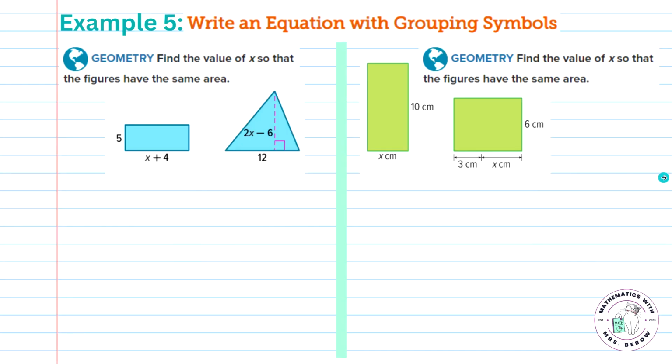Okay, so we have one last set of examples for this video. We're just going to look at some geometry applications. So we're going to write an equation again that is going to involve grouping symbols. And we're going to find the value of x so that these figures have the same area. So this goes back to also remembering how to find area for these geometric figures. So for a rectangle or a square, you are going to do length times width. So the area here is going to be length times width.